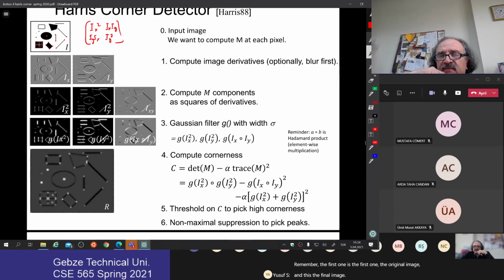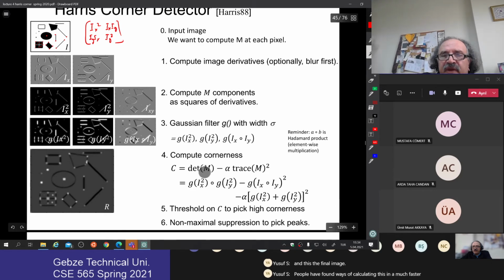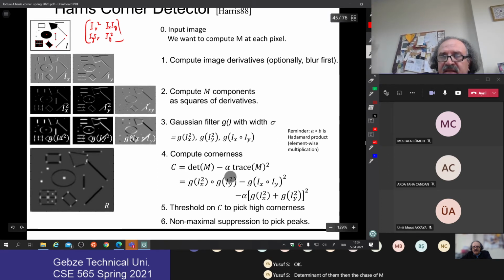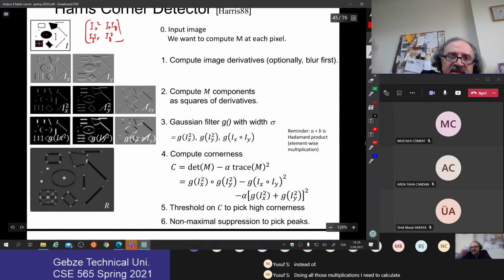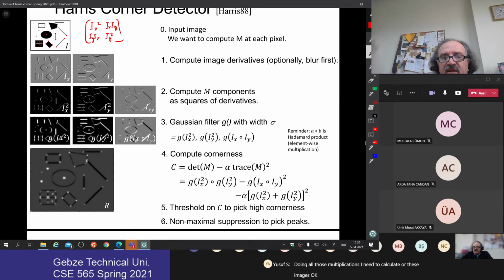People have found ways of calculating this in a much faster way. They take the determinant of M, then the trace of M, and minus alpha, and that corresponds to the C value. So instead of doing all those multiplications, I calculate all these images and do this calculation: determinant of M, trace of M, and the rest is just the subtraction.